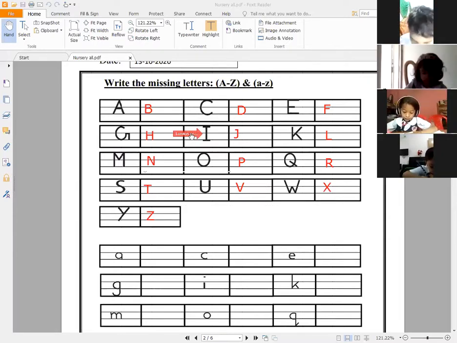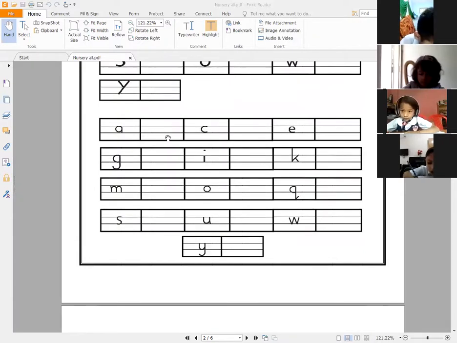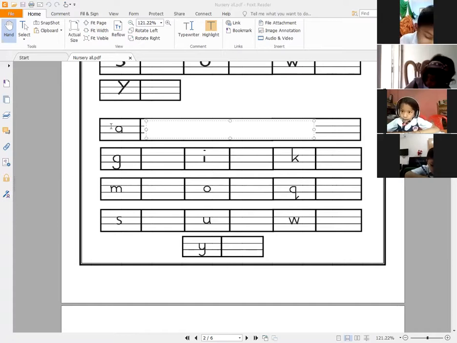Again, write the missing letters, capital letter A to Z, done? Capital letter? Yes. Okay, now next, small letter. Hello, Sasha. Yes. Okay, baby. All done. Very good. So Safwan, baby, Safwan.